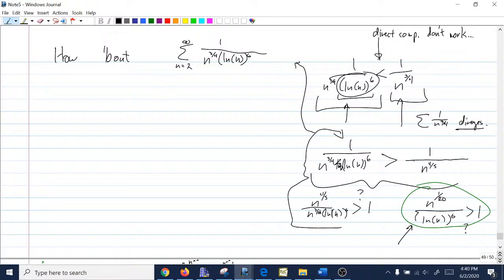One of the key things here is, how do I show that this thing's eventually bigger than 1? I think the limit is infinity. That would be enough to know that it's bigger than 1. How would I think about the limit as n goes to infinity of n to the 1/20th over log n to the 6th?